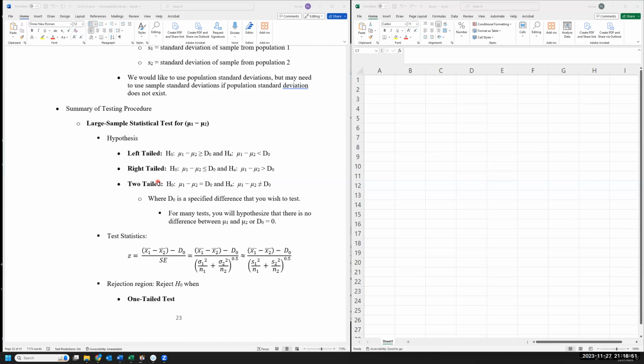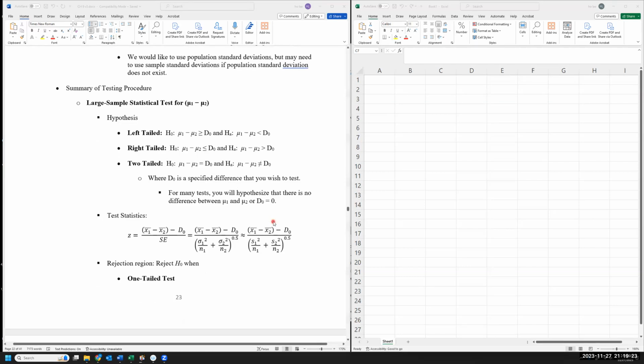If it's a two-tail test, the null hypothesis is the difference is equal to D naught, and the alternative is not equal. So we would accept the alternative if the difference is an extremely high value, higher than D naught, or an extremely low value, below D naught. And D naught is something that we specify. That's the test that we're specifying. Usually for many of the tests, D naught is equal to 0, but it doesn't have to be.